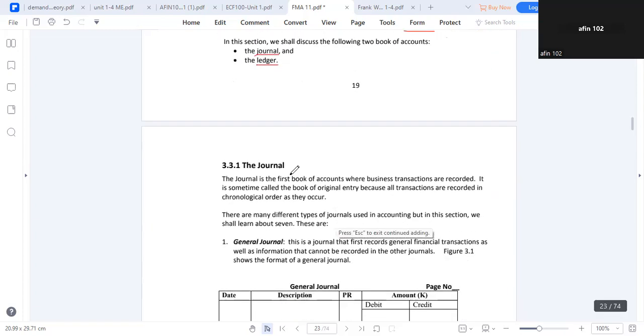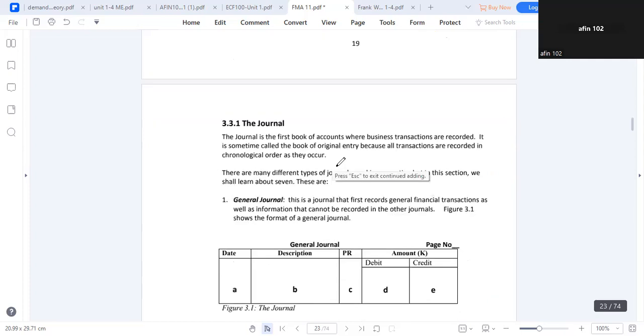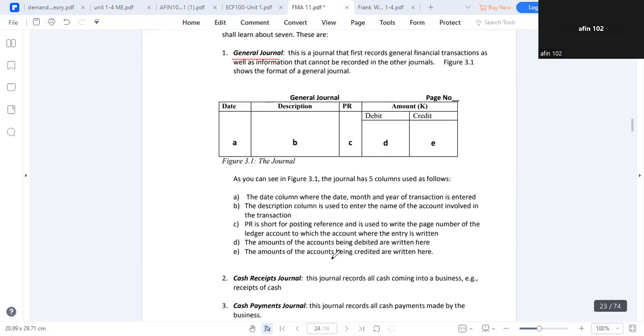So what is a journal? A journal is a book of prime entry where all credit transactions are recorded. We have different types of journals, such as the general journal. This is simply a book where transactions that cannot be recorded in other journals are recorded. It is a general book.